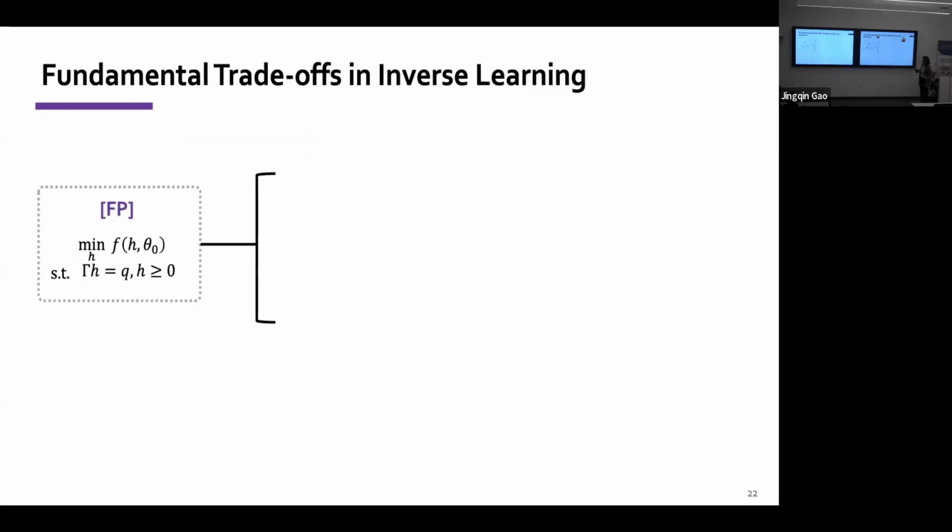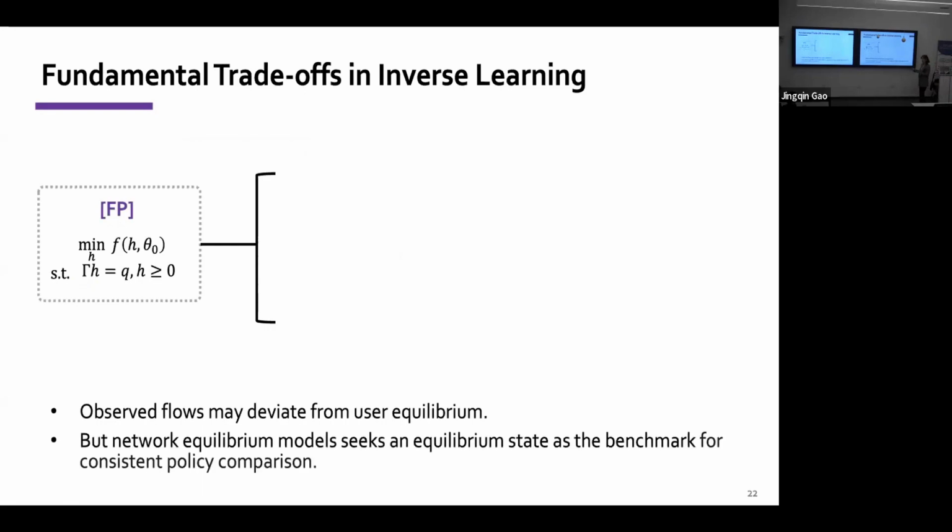Okay. So here comes the first fundamental trade-off when we build the inverse learning framework. The observed data may deviate from the user equilibrium model. Every day when we make our choices, we may not necessarily be at an equilibrium state. But at the same time, we want our predictions to satisfy the equilibrium condition, because we want to use it as a consistent benchmark to support decision making. As you can see, these two points are conflicting with each other.